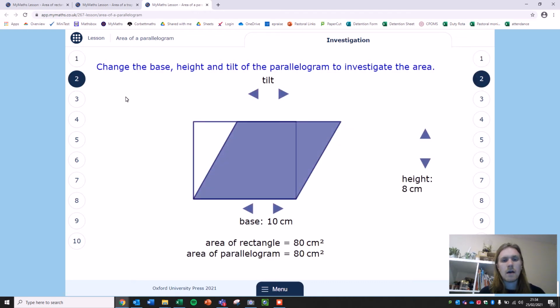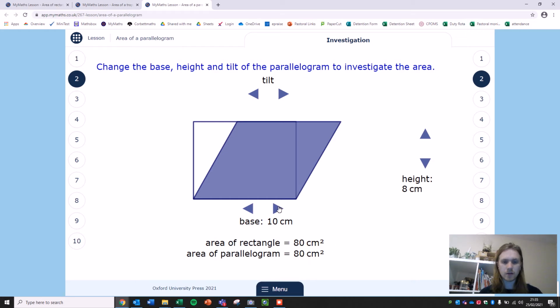Now, have a look at this graphic, okay? We've got a sort of matching pair of rectangles and parallelograms. So you can see that the rectangle and the parallelogram will always have the same base, and they will always have the same height. Now I'm going to change the base and change the height, and I'm going to change the tilt. Look what happens to the area of the rectangle, and look what happens to the area of the parallelogram.